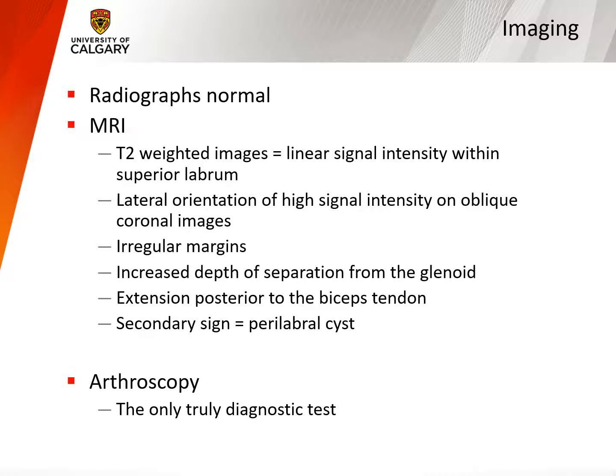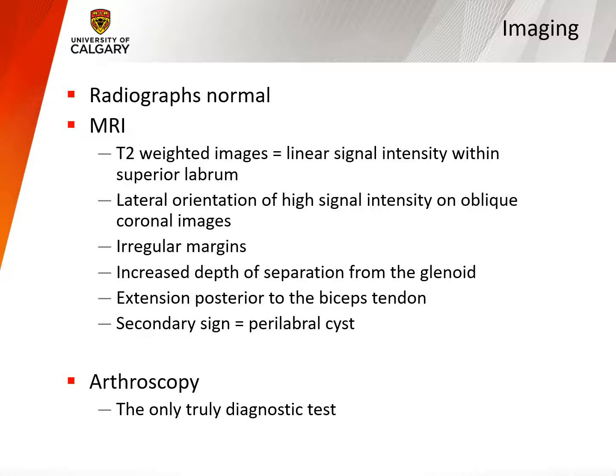Imaging of the shoulder for assessment of SLAP tears may include radiographs to rule out other pathology, since they will likely be normal in the context of SLAP tears. MRIs are frequently used to assess the labrum for pathology. The labrum is a low signal structure on MRI, and therefore the primary MRI finding on T2 weighted images is a linear signal intensity within the superior labrum.